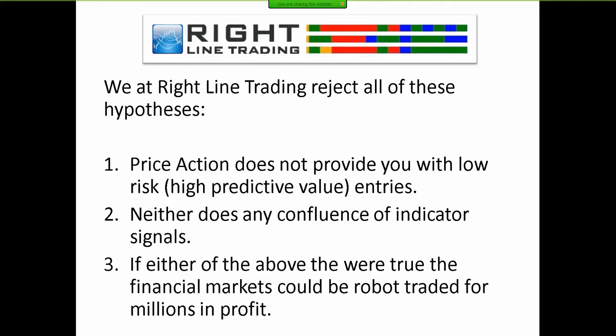Now, if either of these were true, then the financial markets could be robot traded and someone could make millions of dollars of profits. I mean, by now, a computer could have discovered what confluence of indicator signals were successful, say with a predictive value of 90% or greater, and simply robot trade the market, and nobody has ever been able to do that.